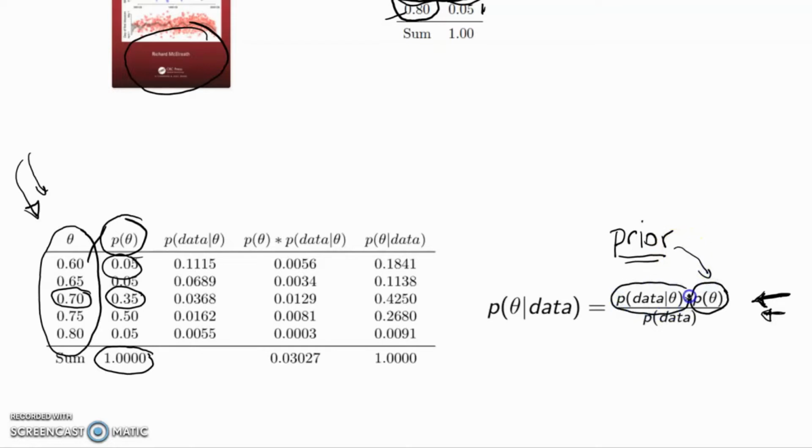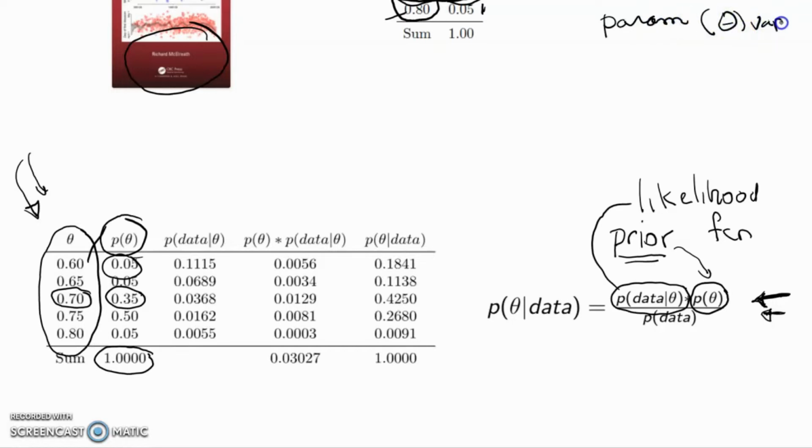What's this thing? This thing is the likelihood function. And so remember, the whole idea about a likelihood function is that the parameter varies. In this case, the parameter is going to be theta. That's going to vary while the data remain constant.